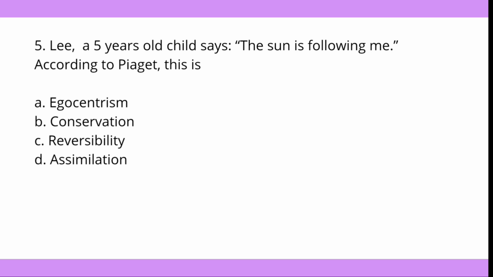Question number 5. Lee, a 5-year-old child, says, "The sun is following me." According to Piaget, this is letter A. Egocentrism. Letter B. Conservation. Letter C. Reversibility. Letter D. Assimilation.